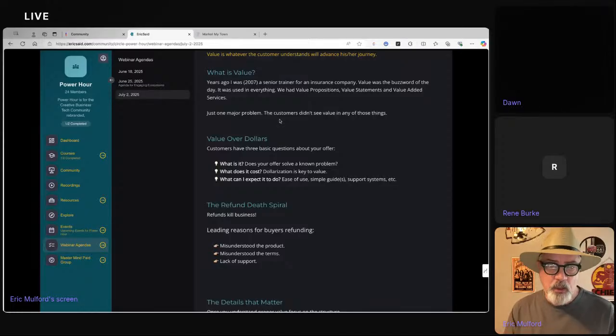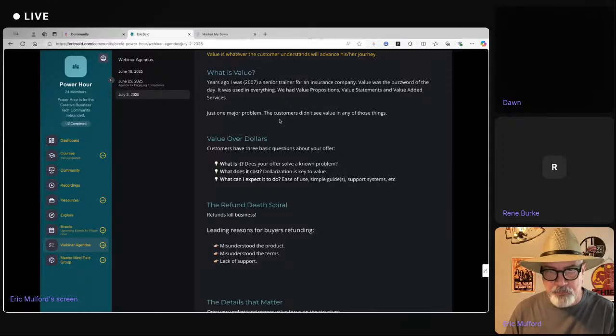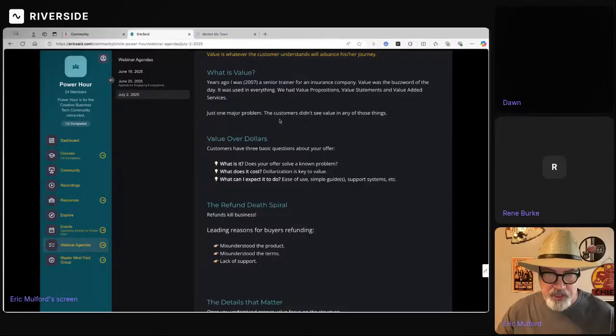And then number three, what can I expect it to do? If I'm going to have a huge learning curve, is it going to be worth the learning curve? If I make it easy to use, then I can expect it to work as it came out of the box. And by the box, I'm talking about however you deliver your product. But the ease of use, is it easy to use, or will it be complicated?